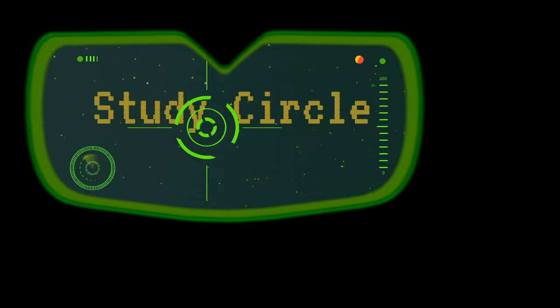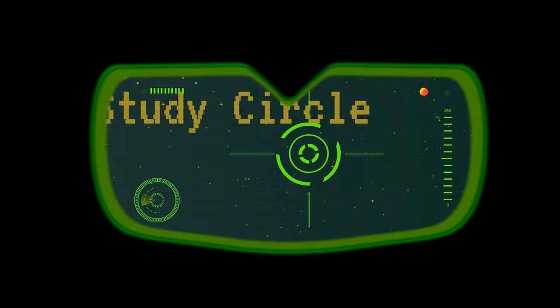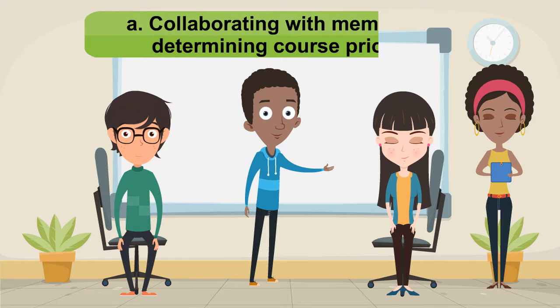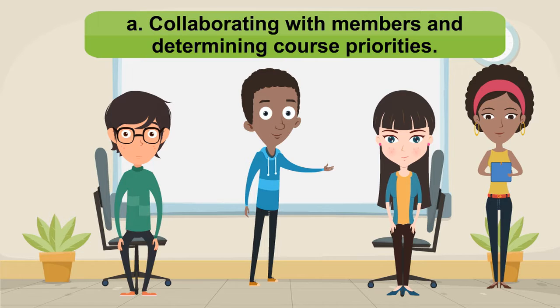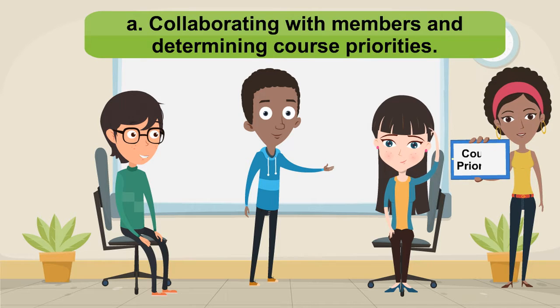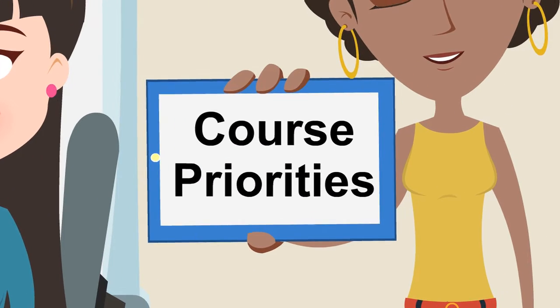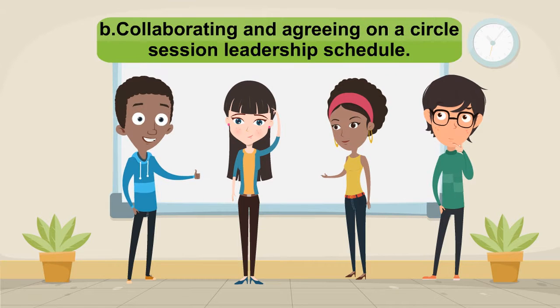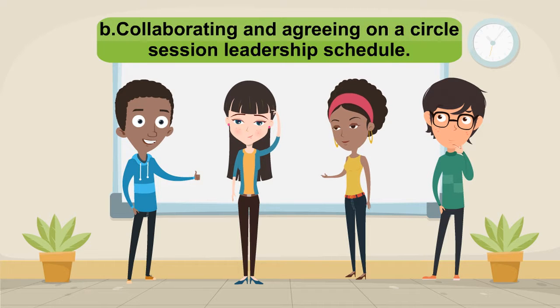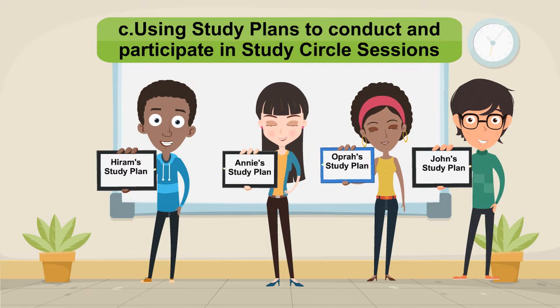Let us now go to the second part, which is practice with study circle. Each member of the study circle is expected to lead circle sessions by: A. Collaborating with members and determining course priorities. B. Collaborating and agreeing on a circle session leadership schedule. C. Using study plans to conduct and participate in study circle sessions.